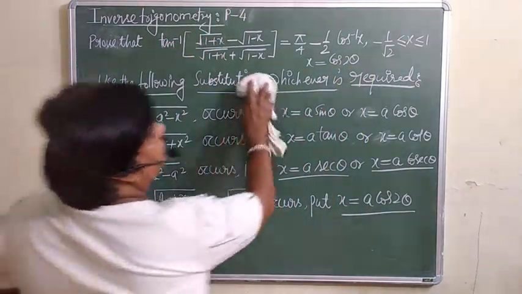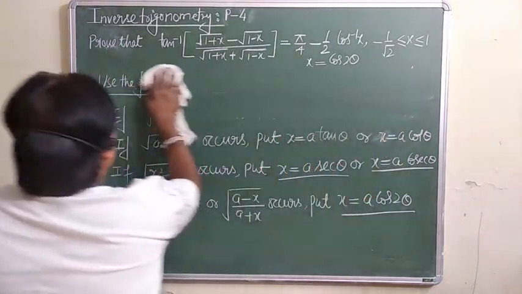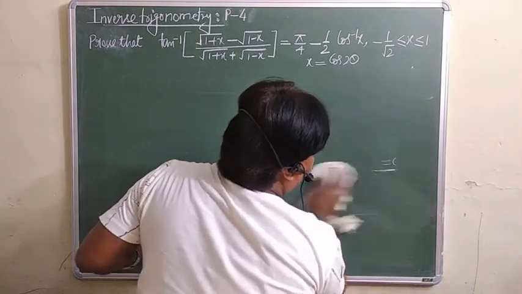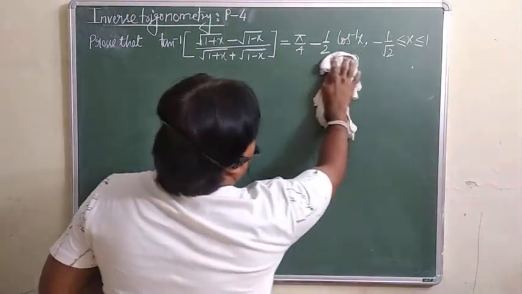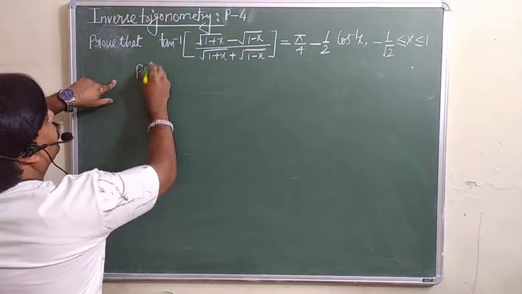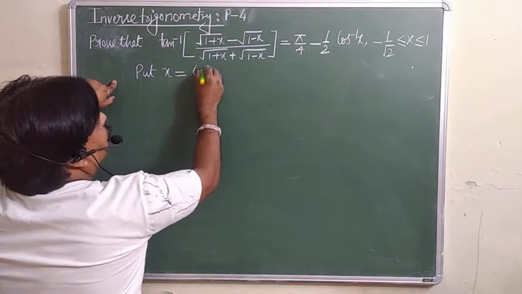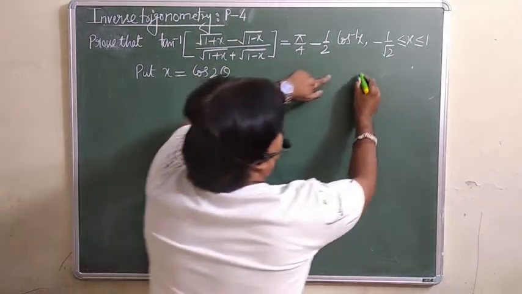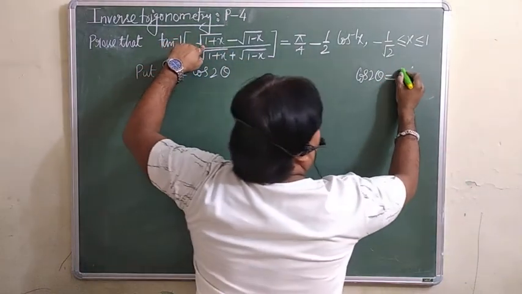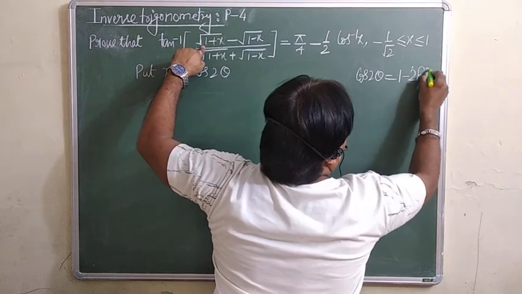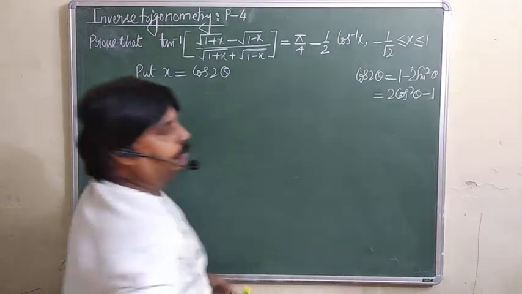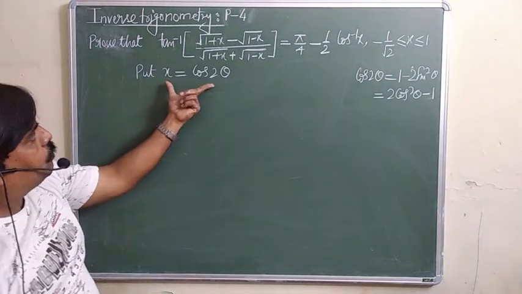So look at here now. I am going to make this substitution in this particular question: x is equal to a cos 2 theta. So just put x equal to cos 2 theta, and the cos 2 theta form which we require particularly for this question, you can write down as 1 minus 2 sin square theta or 2 cos square theta minus 1. So I am just going to put x equal to cos 2 theta here.